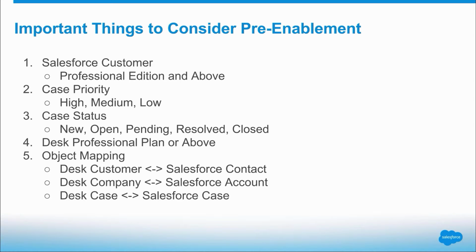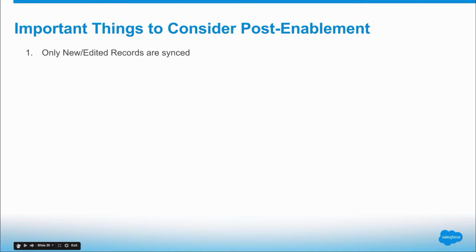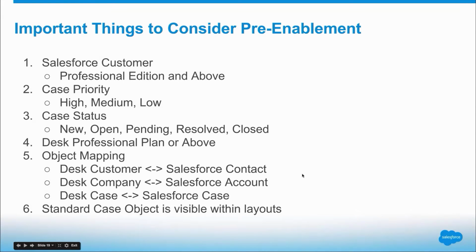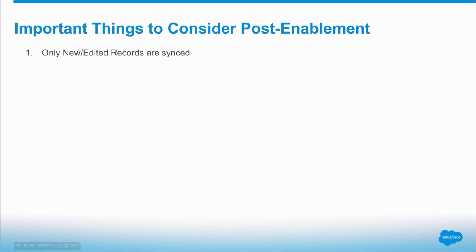Next, we want to make sure that before we enable Desk Connect, the case object is displayed or visible within your accounts and context layout, and that's one thing that we're going to check as well. So these are a couple of important things to consider for pre-enablement. Okay. In the next slide, we're actually going to talk about important things to consider after enabling Desk Connect. So when we get Desk Connect up and running, we want to let you know that only new or edited records will be synced.